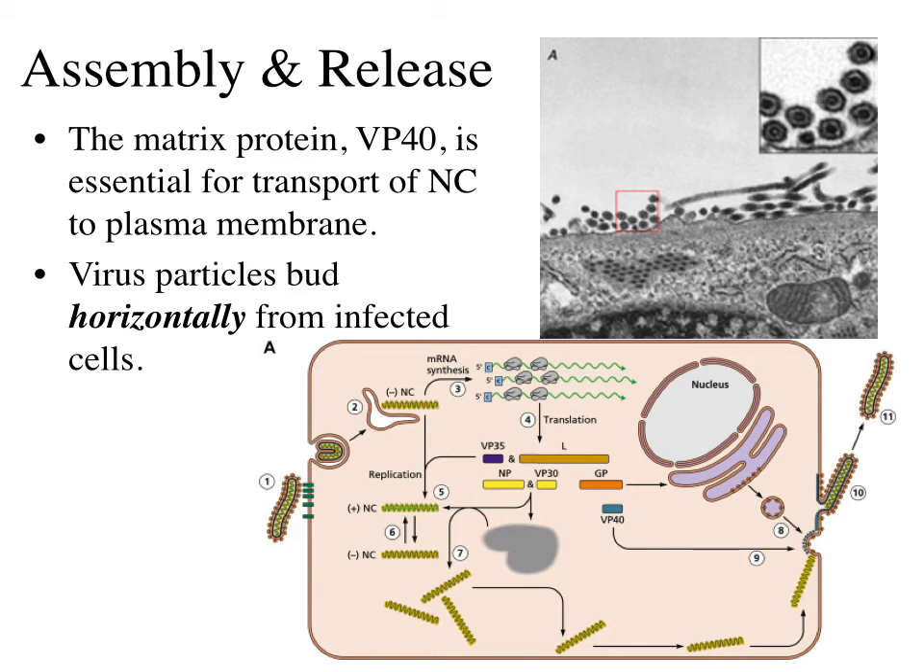So the interaction of nucleoprotein NP with the matrix protein VP40 is essential for the transport of nucleocapsids to the cell surface and for the incorporation of these NCs into virions to form mature virus particles. A unique aspect of Ebola virus budding is that the particles containing NCs mainly emerge horizontally from the cell surface. Most other viruses bud vertically.